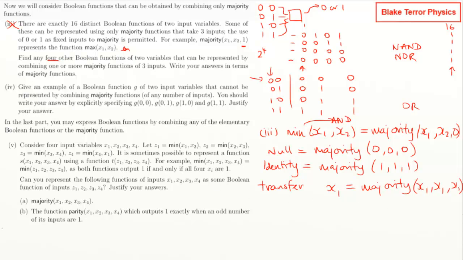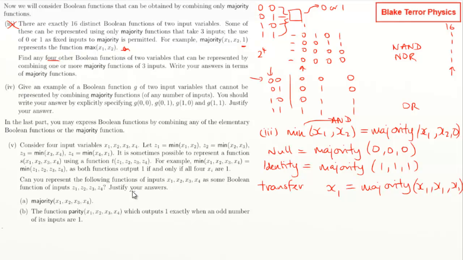So let's hopefully get, I've only got 2 more bits on here. So part 4, let's see if I get it on this sheet and then get a new one up. Give an example of a Boolean function g of 2 input variables that cannot be represented by combining majority functions of any number of inputs. You should write your answer by explicitly specifying the 4 different inputs.